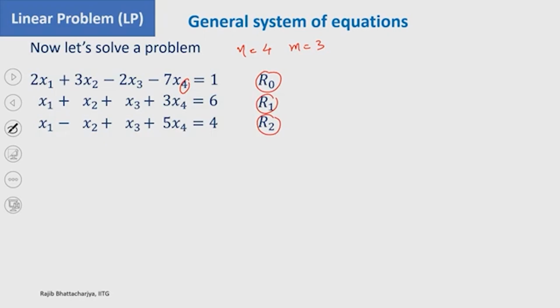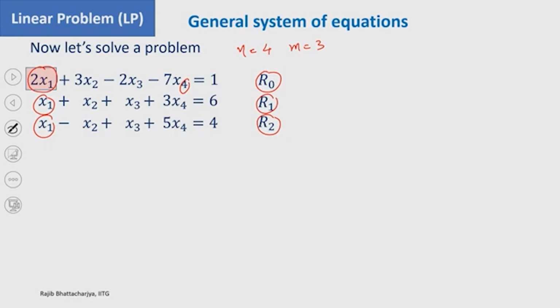Now, how to solve this particular problem? I will apply row operations. I would like to make the coefficient of this particular variable 1, and for the other equations I would like to make it 0, by using row operations. For the R 0 row, if I divide this row by 2, the coefficient of x 1 will be 1.